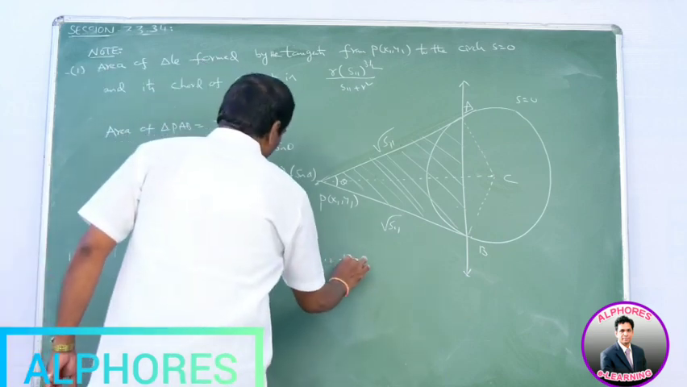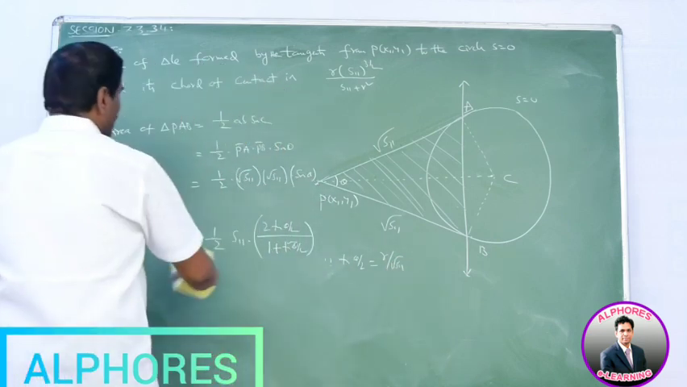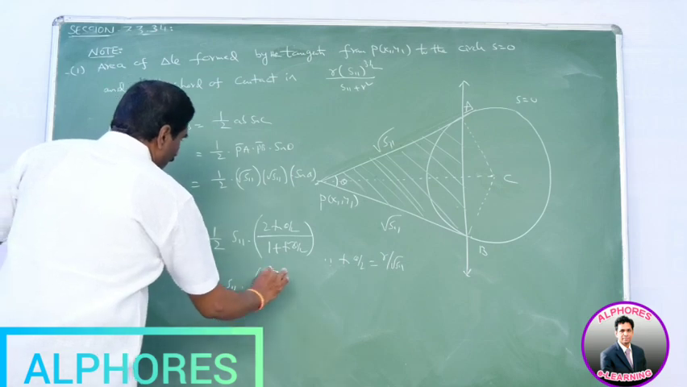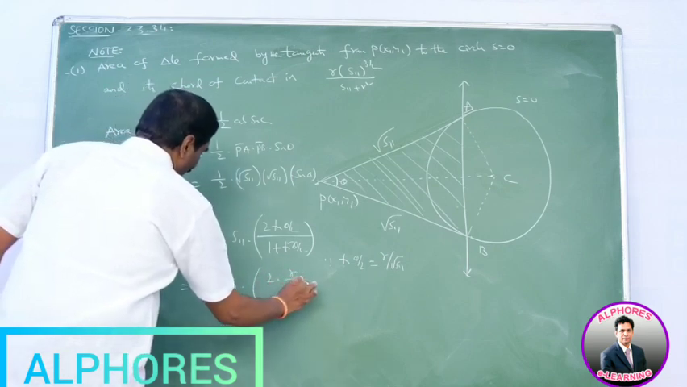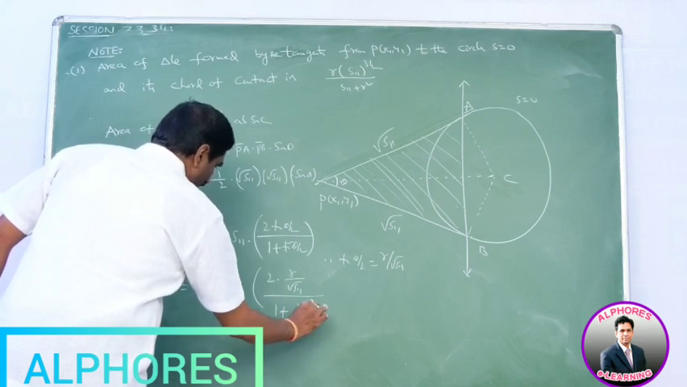Since tan(theta/2) = R / root S11, substitute this value in this equation. We get (1/2) S11 times 2 times (R / root S11) / (1 + R²/S11). Okay.